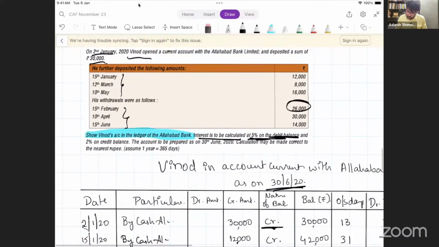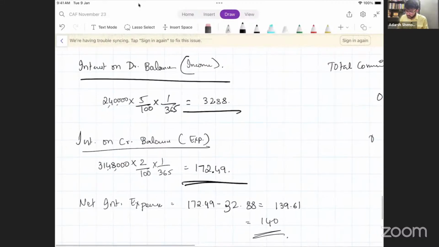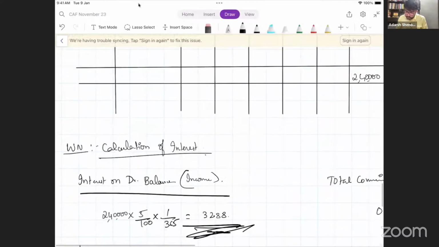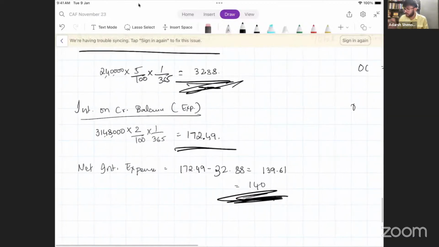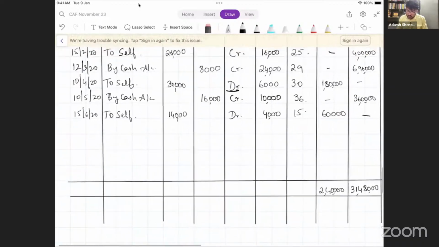You're told in the question, no calculation may be made to correct to the nearest rupee. So don't round this off. Round off the final answer because your answer could be different if you start rounding off here only. Is that clear? One rupee difference you might end up getting. So that's why be careful. The final answer is to be rounded off.